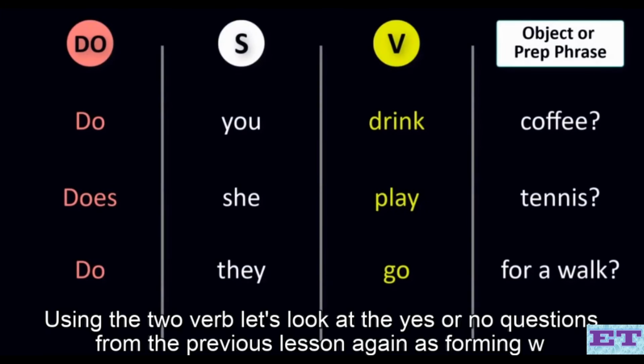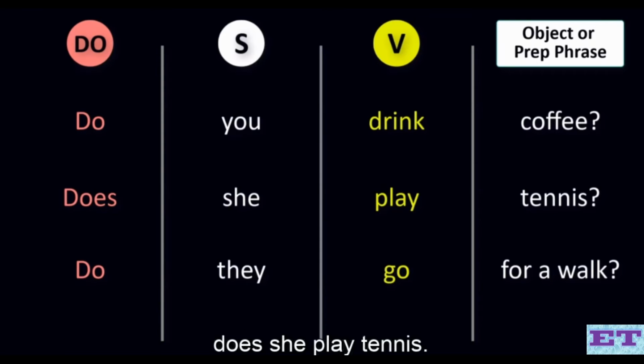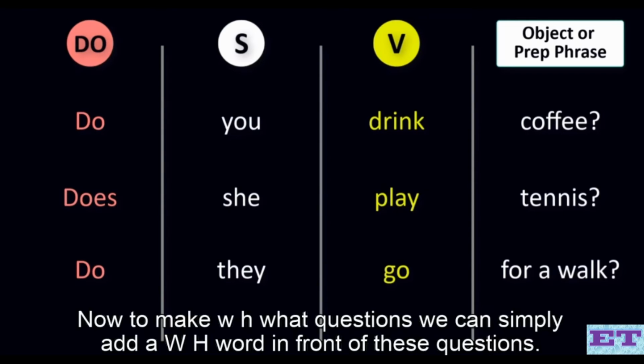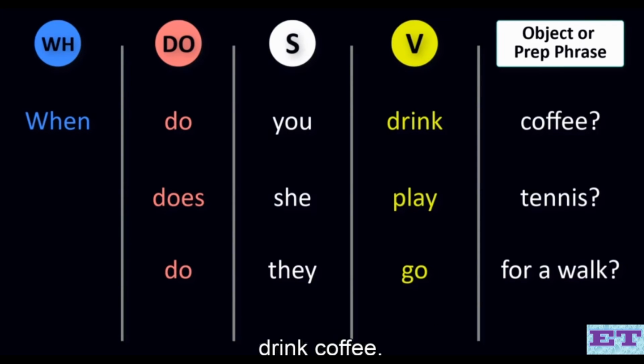Let's look at the yes or no questions from the previous lesson again, as forming WH word questions is all about just adding an extra word to the yes or no question. Do you drink coffee? Does she play tennis? Do they go for a walk? Now, to make WH word questions, we can simply add a WH word in front of these questions. So in the first question, we can simply add when and form a WH word question. So it becomes, when do you drink coffee?